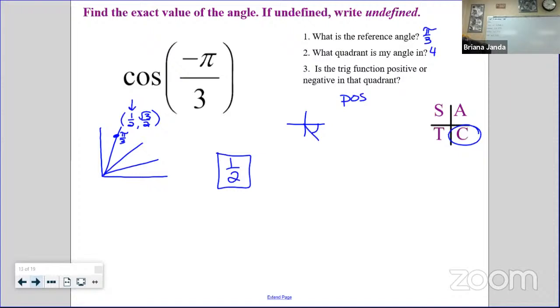Or I draw myself a special right triangle model, remembering that pi over 3 is the same as 60 degrees. And cosine is adjacent over hypotenuse. Questions? Okay.